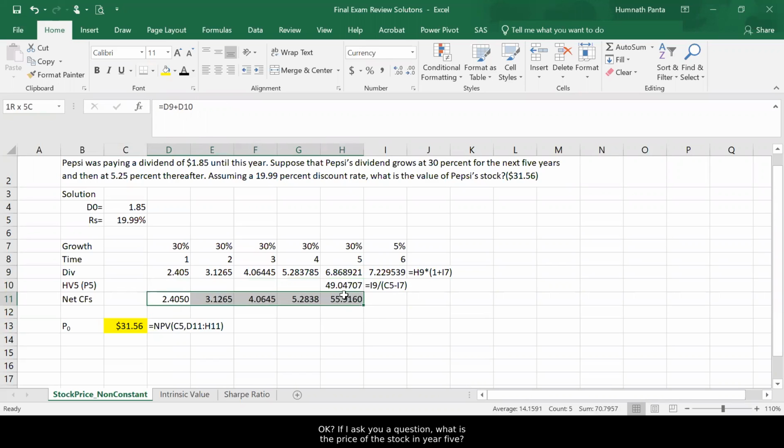If I ask you what is the price of the stock in year 5, this is what it is going to be. If I ask you what is the price of the stock right now, this is the answer: the present value of all expected future cash flows. In this case, we have the dividends and the terminal value of the stock in year 5. Right? Thank you.